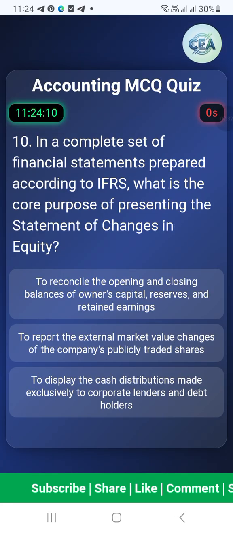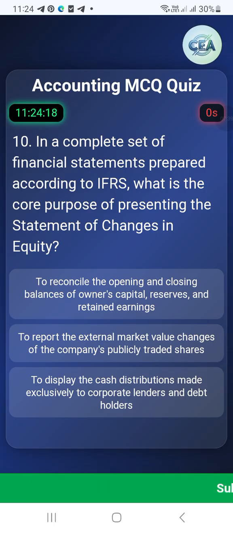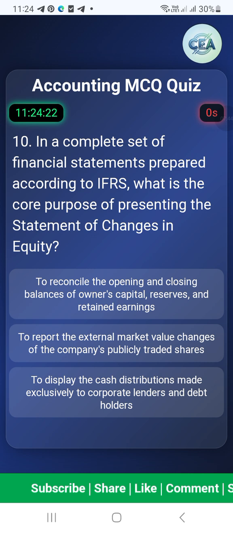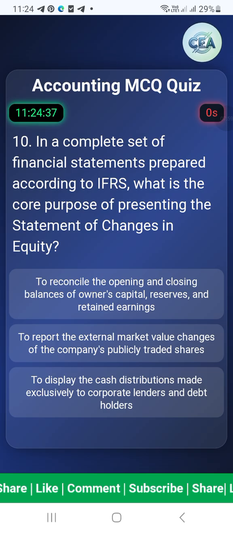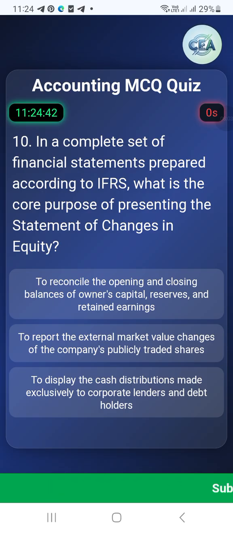10. In a complete set of financial statements prepared according to IFRS, what is the core purpose of presenting the statement of changes in equity? Option 1. To reconcile the opening and closing balances of owner's capital, reserves, and retained earnings. Option 2. To report the external market value changes of the company's publicly traded shares. Option 3. To display the cash distributions made exclusively to corporate lenders and debt holders.